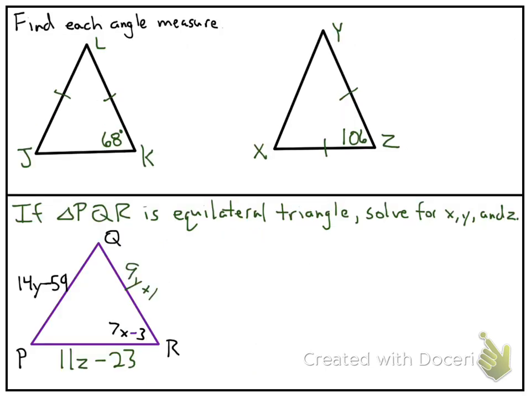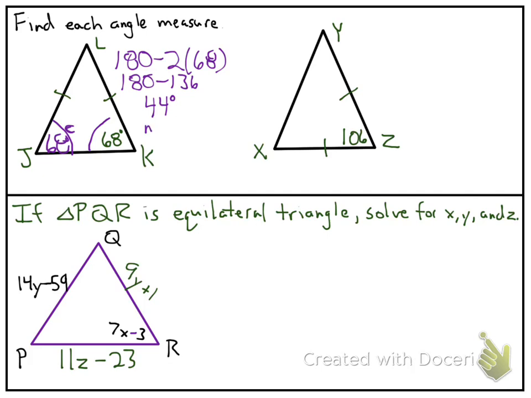So now let's go through and start to solve. If I need to find each angle measure in my first triangle JKL, it's important to first notice that these two angles are congruent, J and K. So we know that angle J is also 68 degrees. Now for angle L, we're going to go 180 minus 2 times 68, which gives us 180 minus 136, which comes out to be 44 degrees. So the measure of angle L is 44 degrees.